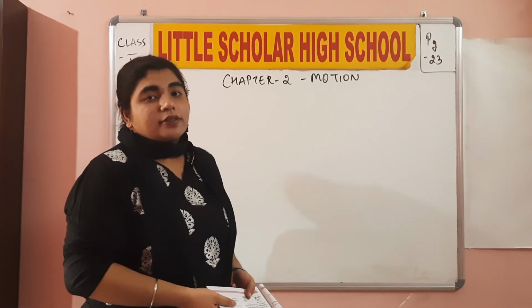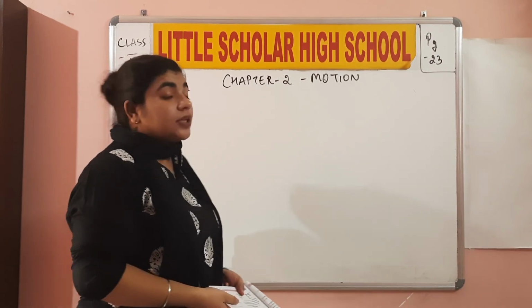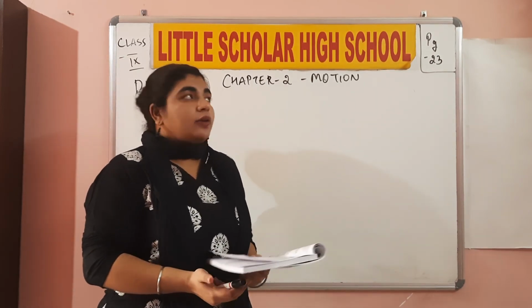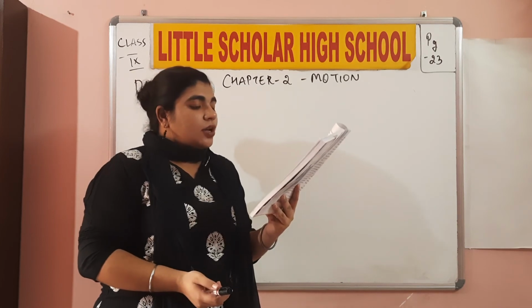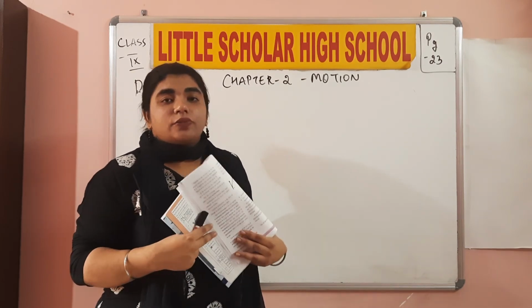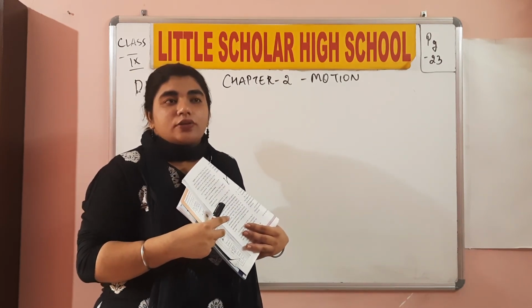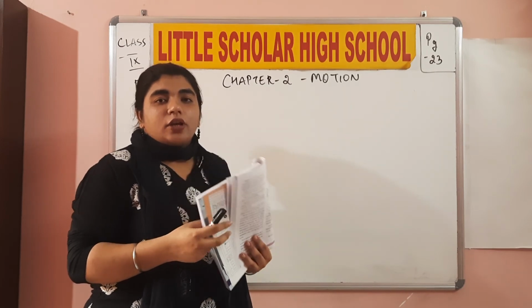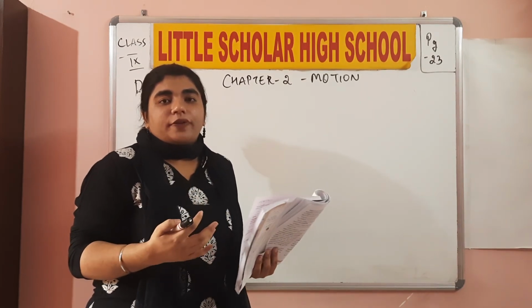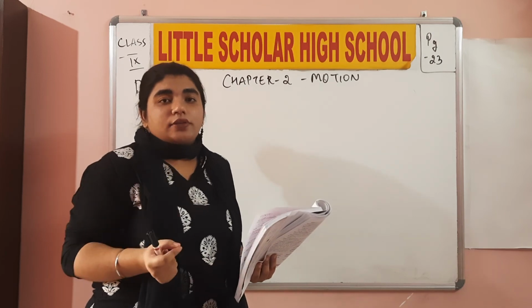I'll be taking up class 9 physics for today, and we will continue with chapter 2, Motion, and we are on page number 23. So we have discussed acceleration before this, and the formula for acceleration is change in velocity per time. So what does this mean? What is the definition of acceleration? It is the rate of change in velocity.